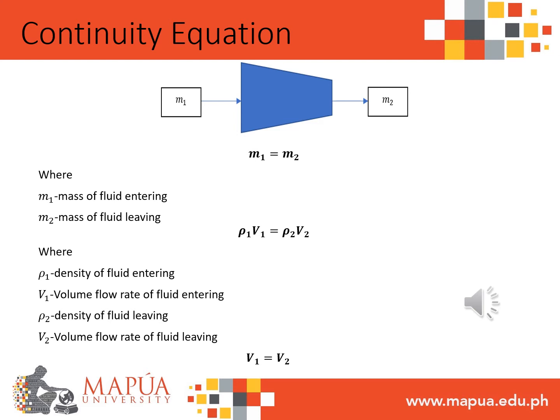Generally, continuity equation is mathematically represented by these equations. First is mass of fluid entering is equal to the mass of fluid leaving. It can also be expressed as density of the fluid entering times the volume flow rate of fluid entering is equal to the density of fluid leaving times the volume flow rate of fluid leaving. If we assume the fluid to be incompressible, the density will be constant and thus the equation will be volume flow rate entering is equal to the volume flow rate of the fluid leaving.